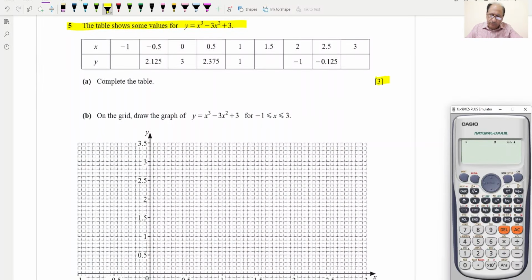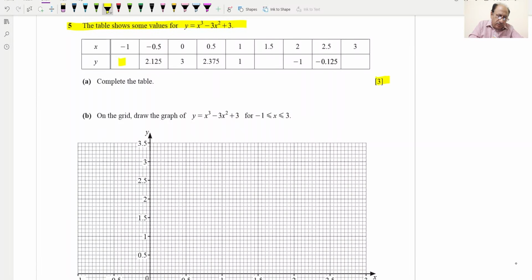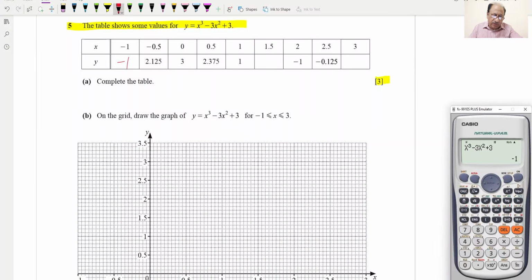We are using the calculator. Just type alpha and x, and this will be taken as cube, and -3 alpha x squared and plus 3. After typing this equation, we can calculate for -1. So calculate for -1, and this is equal to -1. So the value will be -1 over here, which we can provide, and we can double check for -0.5, and the answer should be 2.125. So calculate for, this is just to double check, 0.5, and this is giving us 2.125.